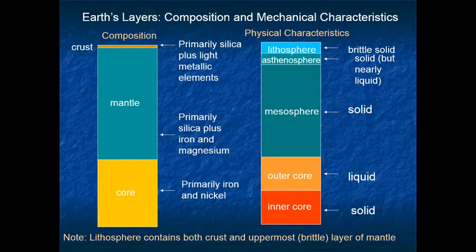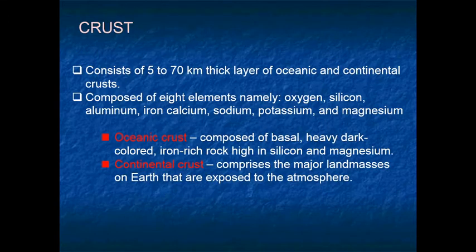And going back to the composition and mechanical characteristics, each layer is a distinct layer. So first we have the crust. The crust consists of a 5 to 70 kilometer thick layer of oceanic and continental crust. Of course, it is composed of 8 elements, namely oxygen, silicon, aluminum, iron, calcium, sodium, potassium, and magnesium. So these are the common elements within our Earth's crust. And it is divided into two: the oceanic and the continental crust.